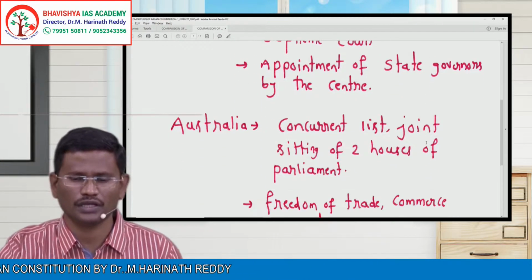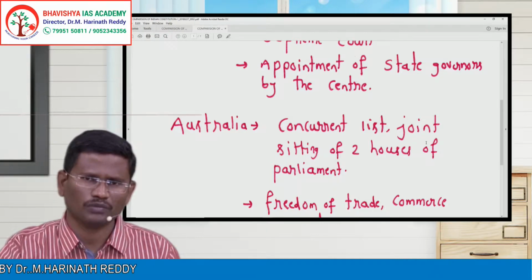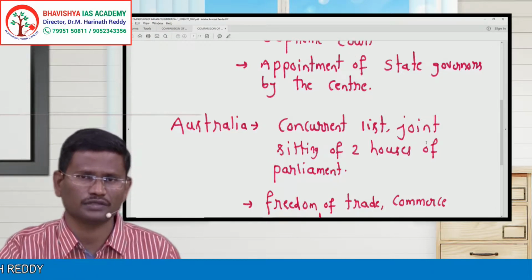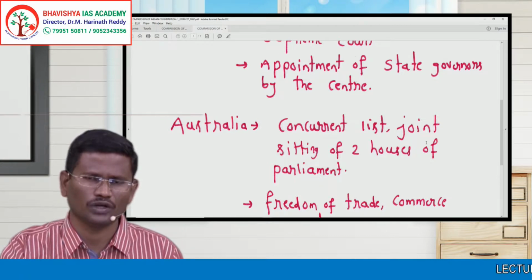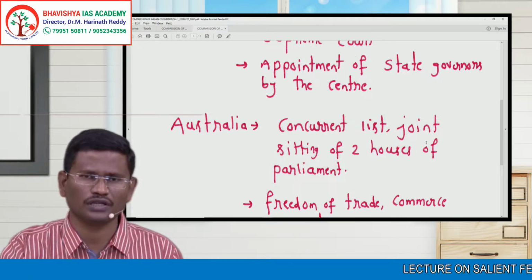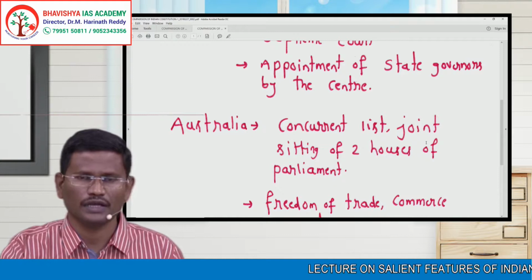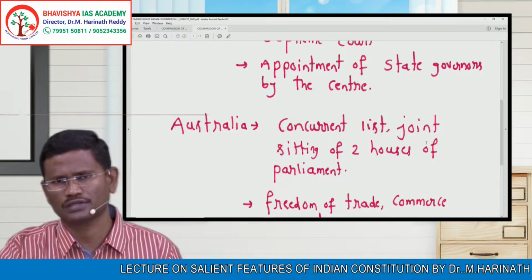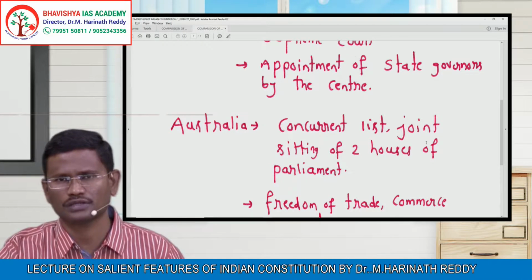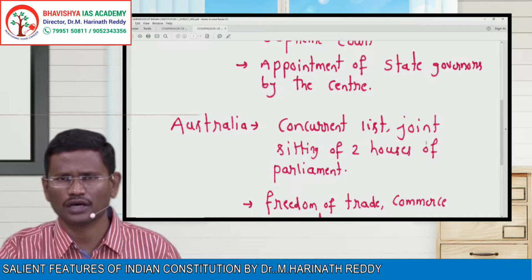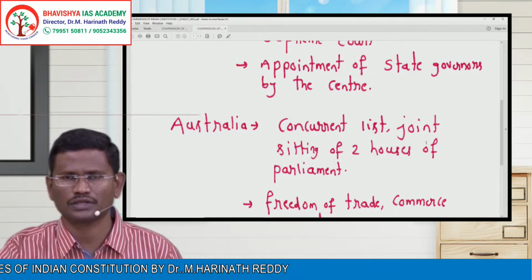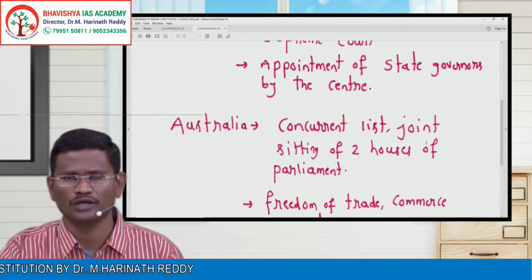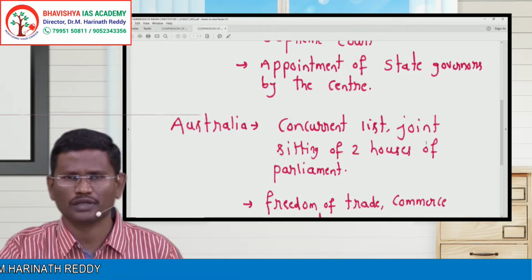Then, Australia. So, what is it that we have borrowed from Australia? Concurrent list. The 7th schedule of the Indian Constitution provides for 3 lists. List 1, union list. List 2, state list. List 3, concurrent list. On all the items in the concurrent list, Parliament can make laws, state legislatures can also make laws. But if there is a conflict between the law made by the Parliament and the laws made by the state legislatures, the law made by the Parliament will be supreme.